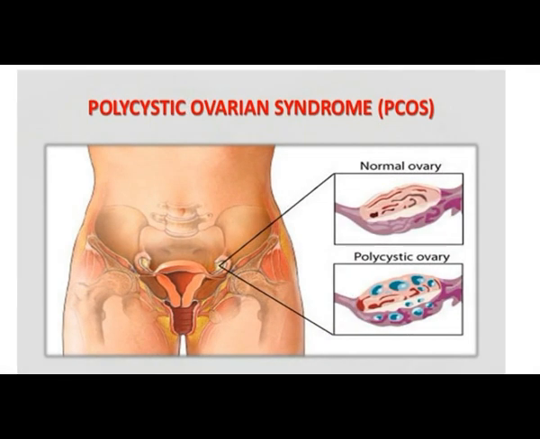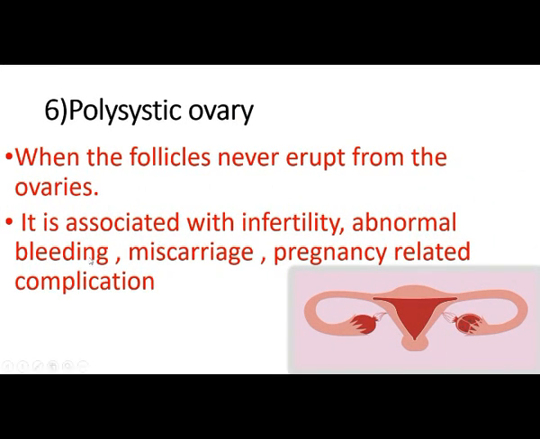Next, the sixth one. You may have heard about polycystic ovarian syndrome, a problem most girls are facing nowadays. You can see a normal ovary, but in polycystic ovary a lot of cysts are formed. When the follicles never erupt from the ovaries, it is associated with infertility, abnormal bleeding, miscarriage and pregnancy-related complications. That is known as polycystic ovary.